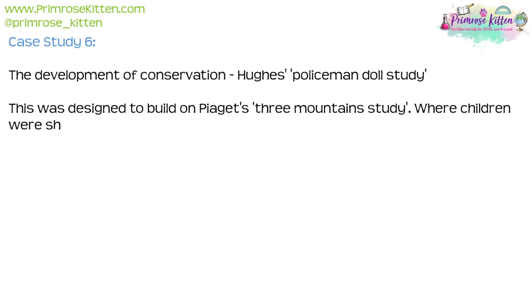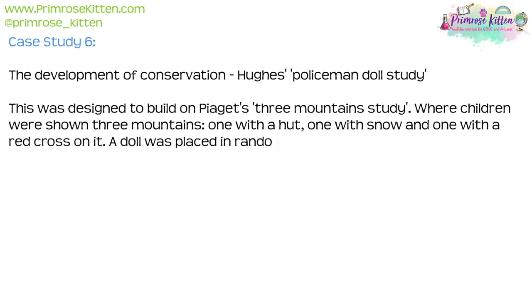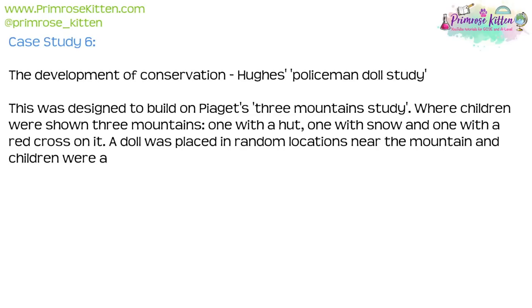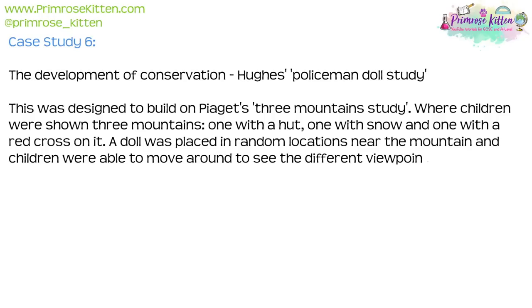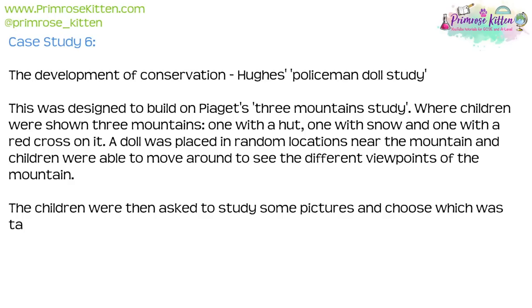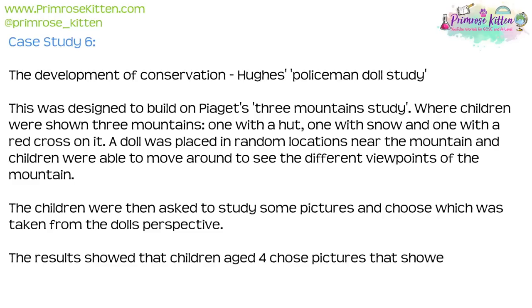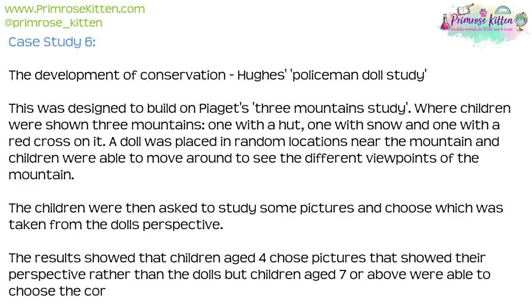Case study 6. The development of conservation, Hughes' Policeman Doll study. This was designed to build on Piaget's Three Mountains study, where children were shown three mountains, one with a hut, one with snow, and one with a red cross on it. A doll was placed in random locations near the mountain, and children were able to move around to see the different viewpoints of the mountain. The children were then asked to study some pictures and choose which was taken from the doll's perspective. The results showed that children aged 4 chose pictures that showed their perspective rather than the doll's, but children aged 7 or above were able to choose the correct picture.